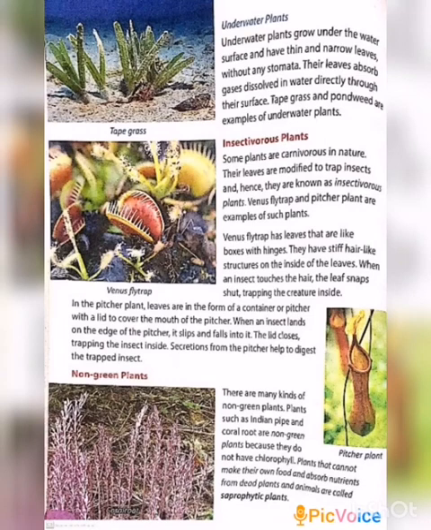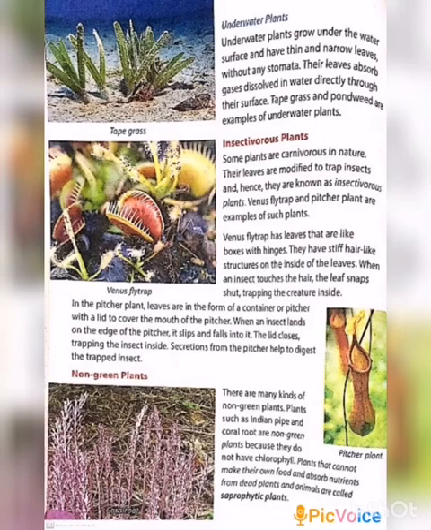Then in the pitcher plant, leaves are in the form of a container or pitcher with a lid to cover the mouth of the pitcher. When an insect lands on the edge of the pitcher, that means the top, it slips and falls into it. The lid closes, trapping the insect inside. The secretions from the pitcher help to digest the trapped insect.